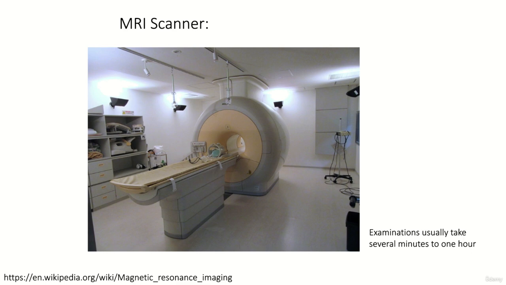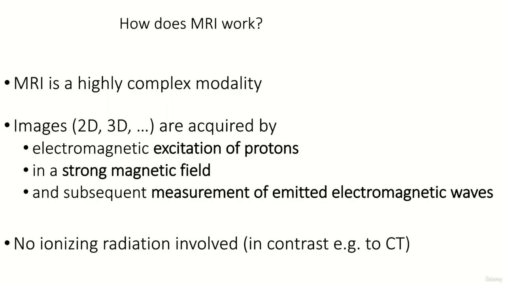So, how does this machine work? As already mentioned, the image generation process in MRIs is highly complex and goes beyond the scope of this course. But in short, images from within the body are generated by measuring magnetic properties of tissues in a strong magnetic field. The great advantage to X-ray imaging is that no ionizing radiation is used.